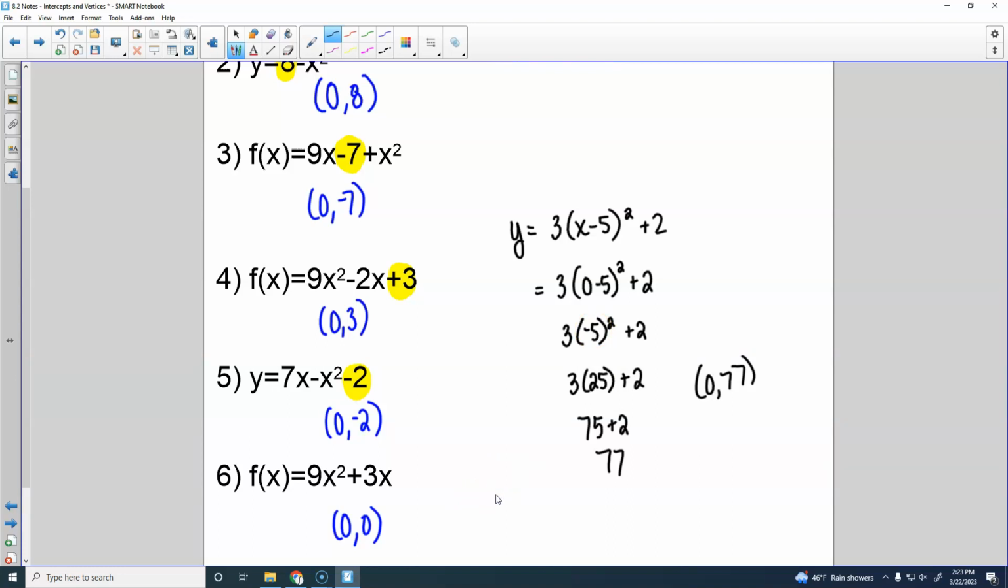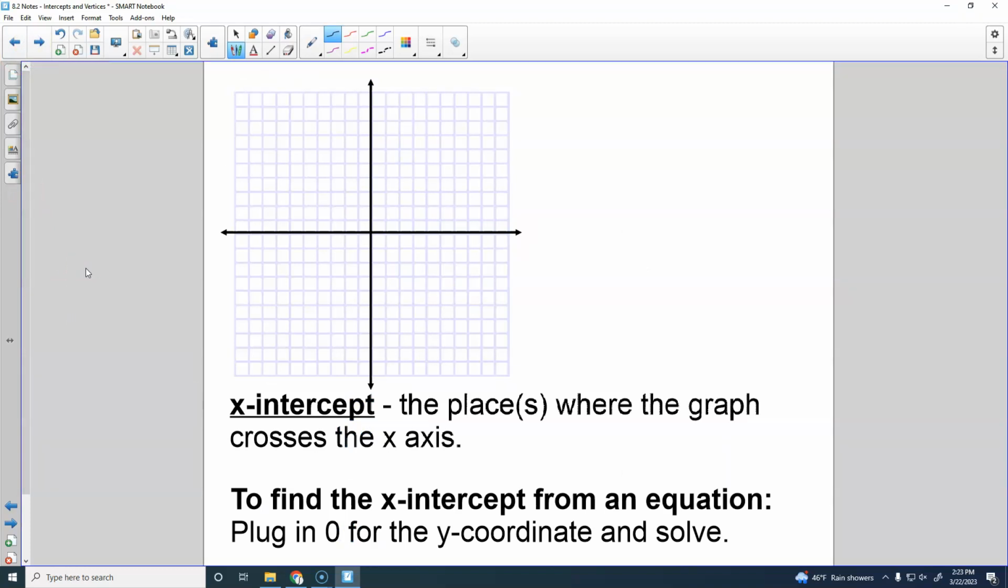Okay? Questions? So you may run across some that you have to plug in the 0 for, but if it's just in basic standard polynomial form, it's just the term without the x. Okay, so let's think real quick about x-intercepts. Okay, x-intercepts are where we cross the x-axis.